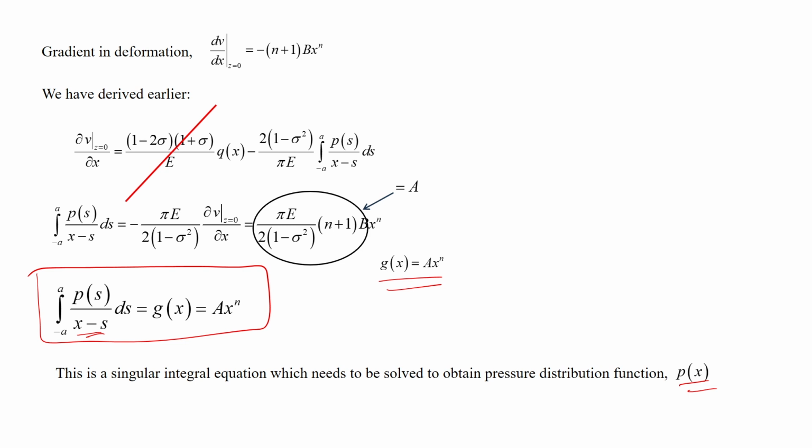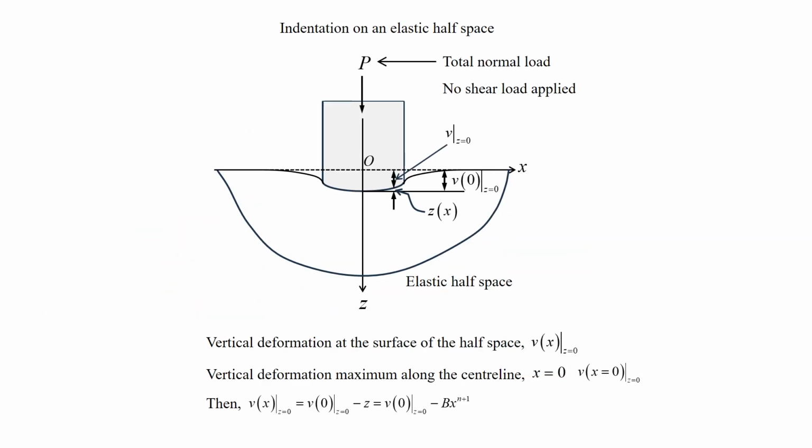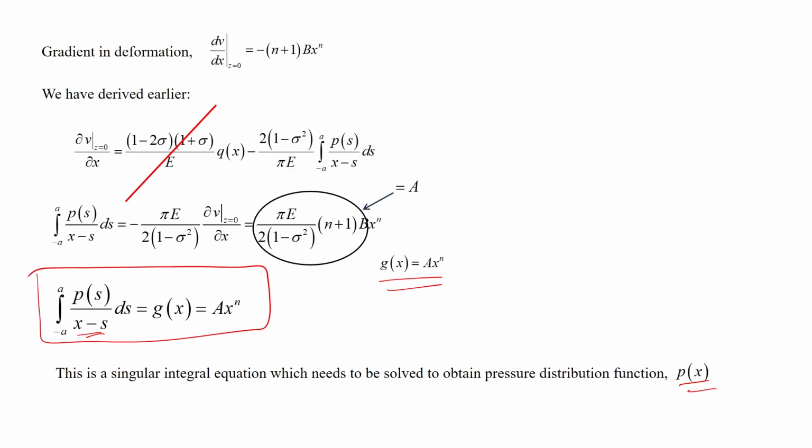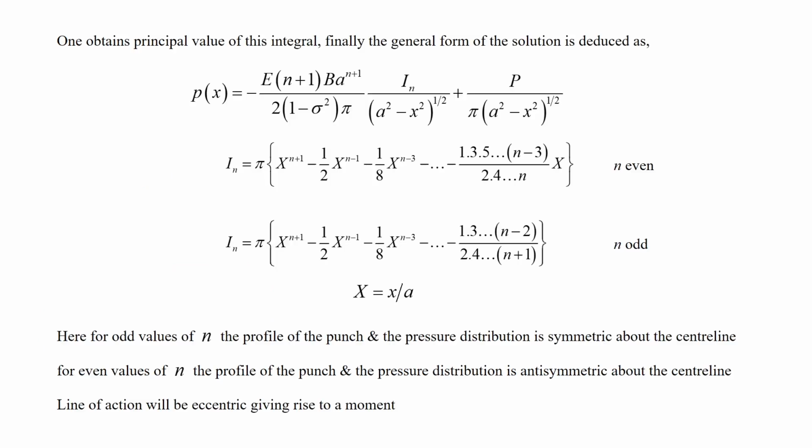So, remember that in this particular problem we are using the total load P, which we know, and we are trying to press it. So, we have the vertical deformation, but we do not know what the pressure distribution is at this contact area, and that is what we are trying to figure out here, and that can be obtained by solving this particular equation. It seems that this kind of equation has some general solution, which is given like this.